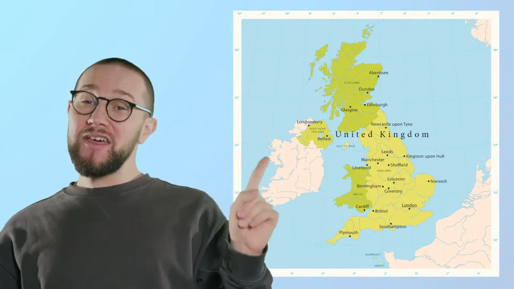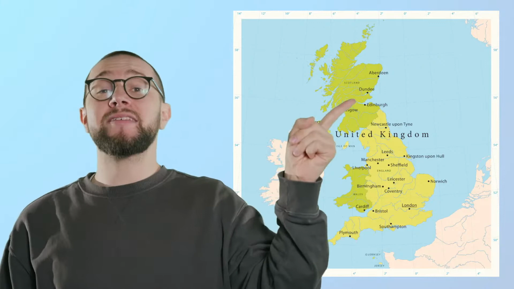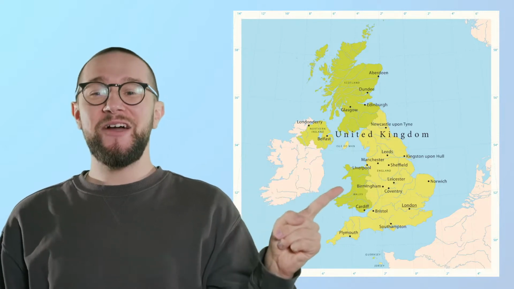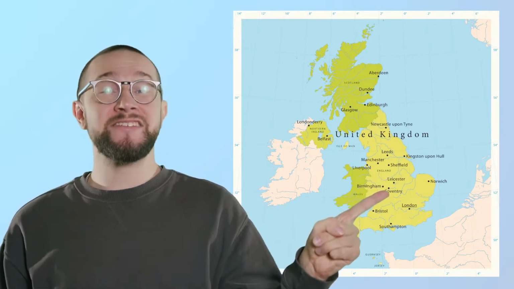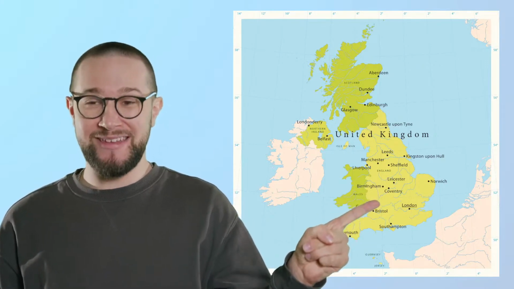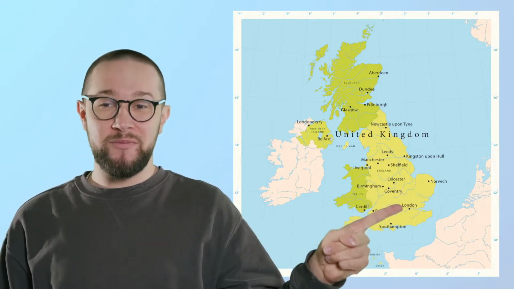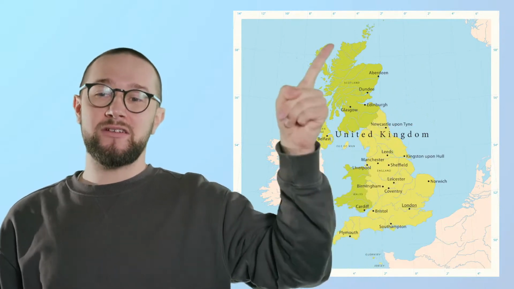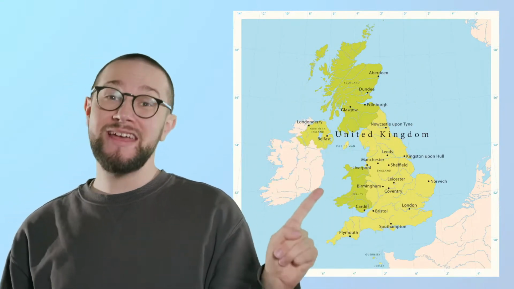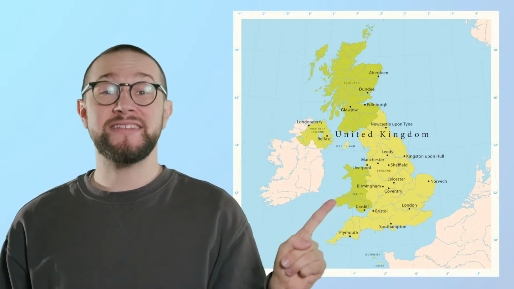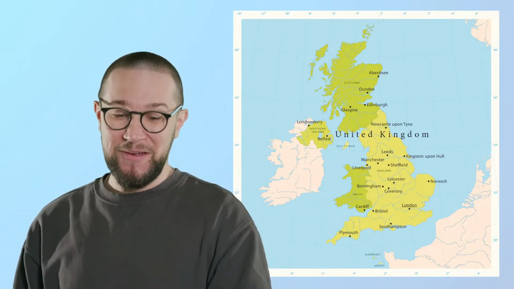And it's worth mentioning, Scotland has its own parliament that applies to Scotland. Northern Ireland has its own parliament that applies to Northern Ireland. Wales has its own parliament that applies to Wales. England does not have its own parliament. England has a government in London that looks after the whole of the United Kingdom. So England is the only country in the United Kingdom that does not have its own parliament.